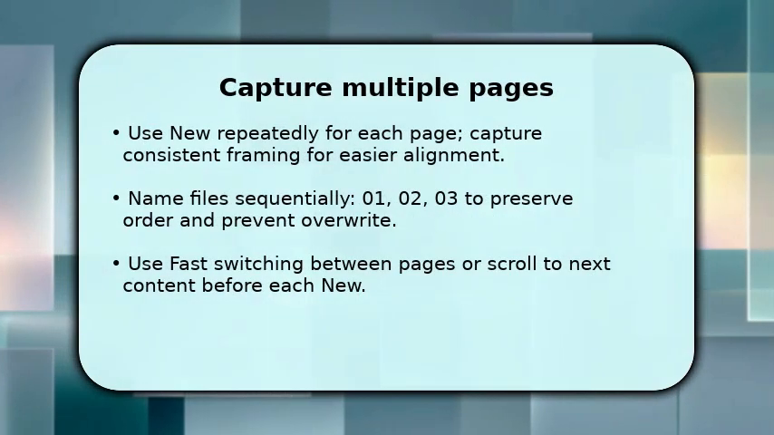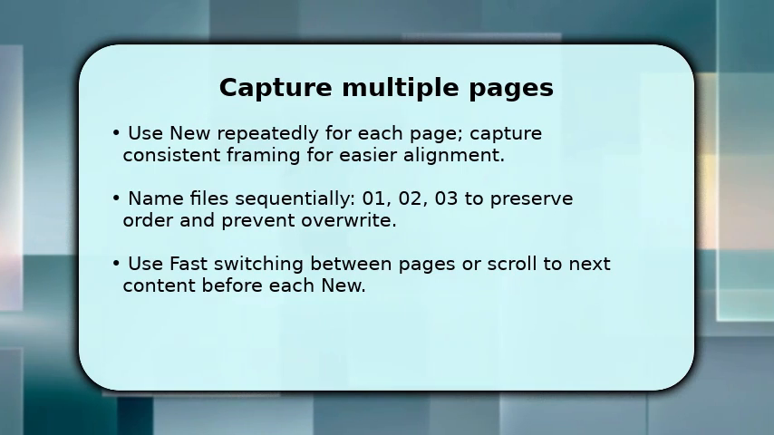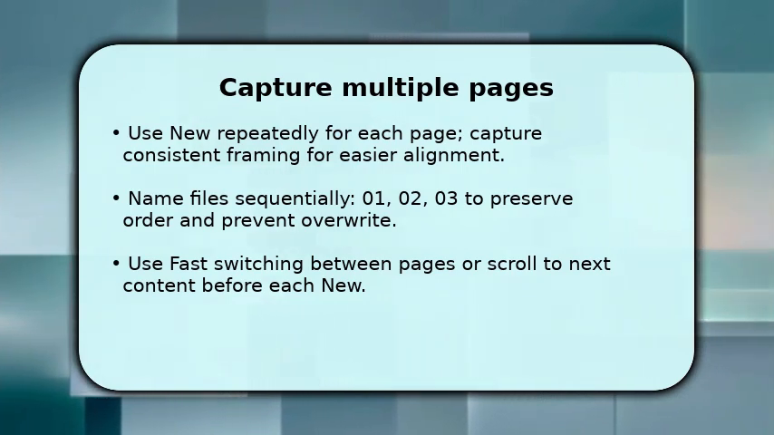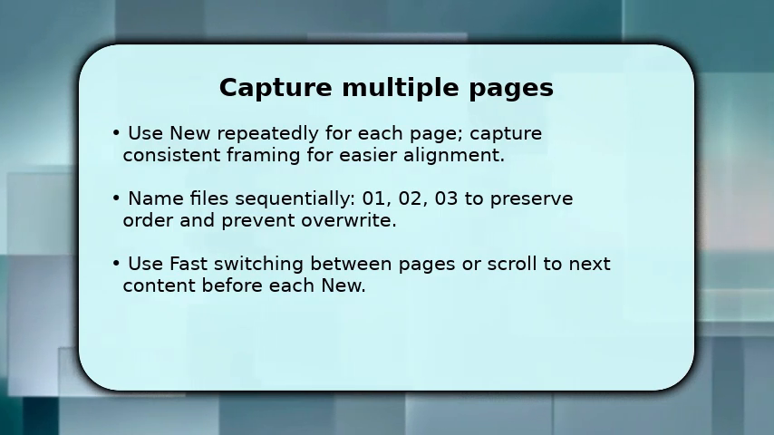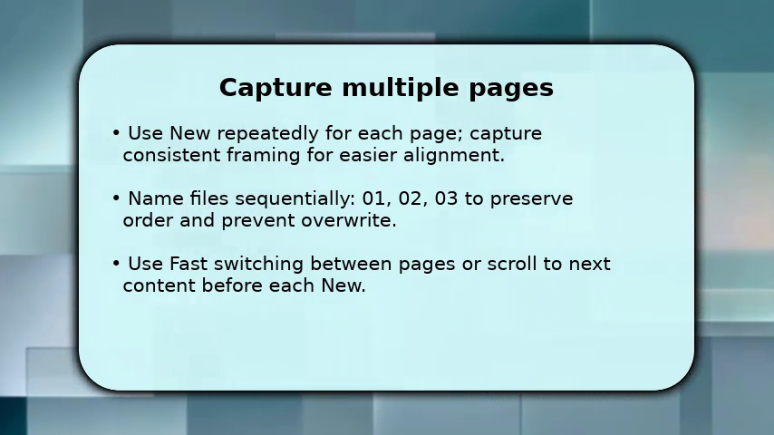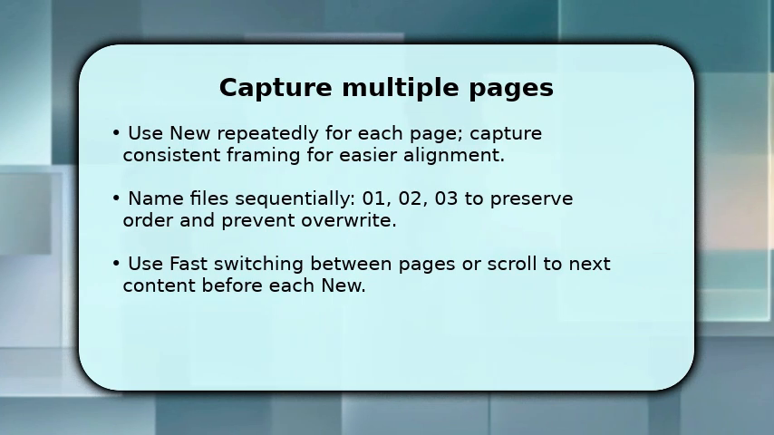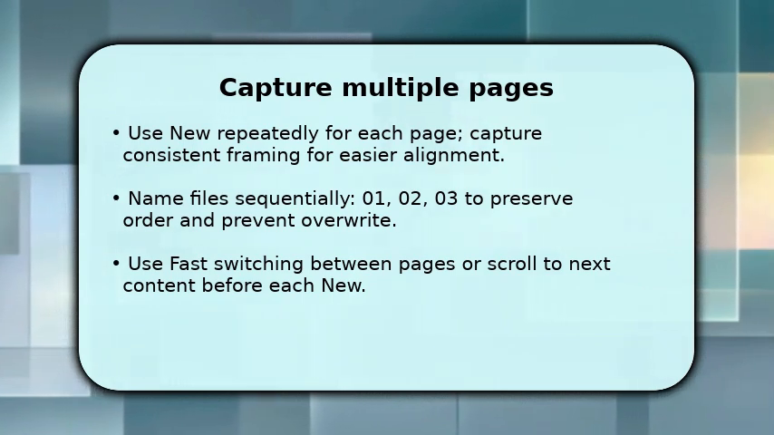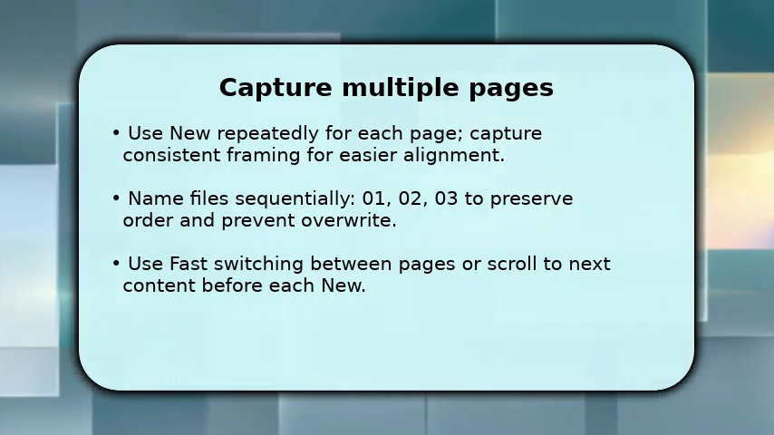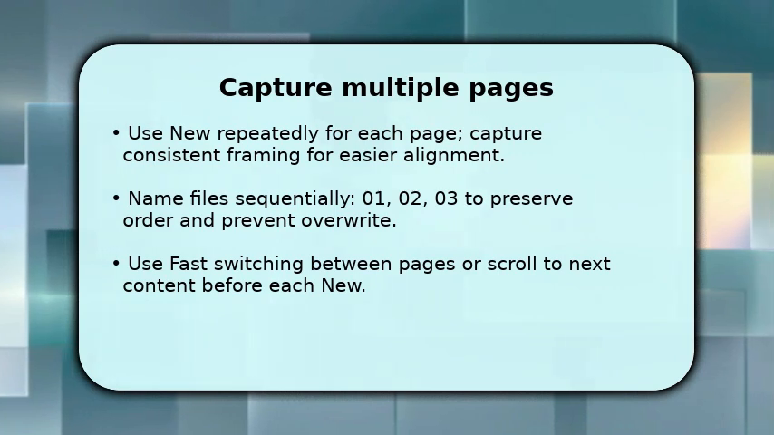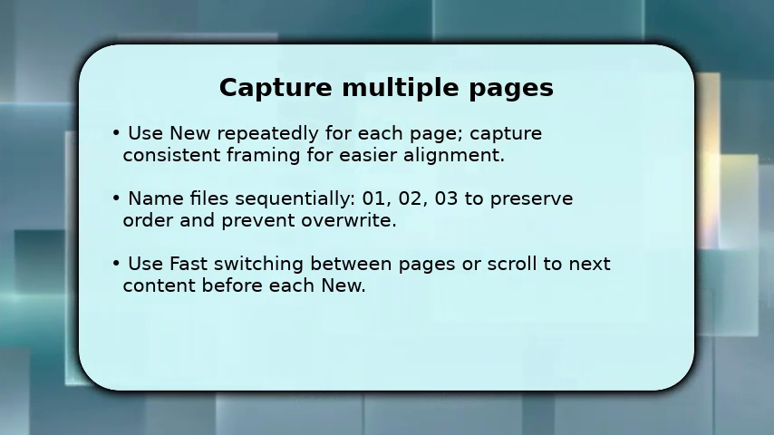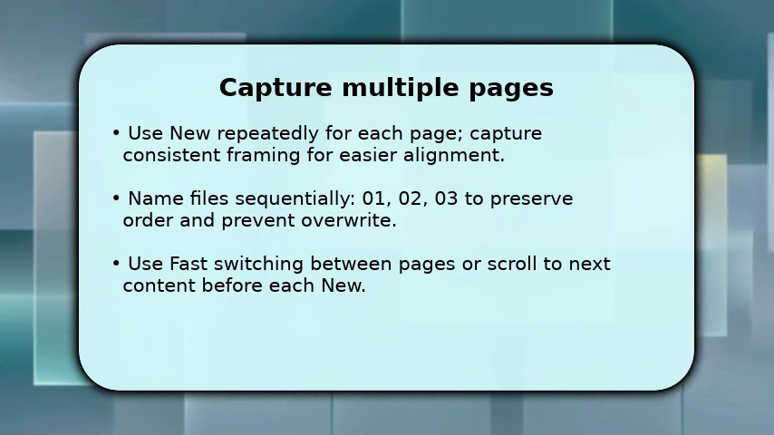You now capture the remaining pages one by one using New for each snip, maintaining the same framing so images align when combined later. Make sure to name files in sequence like 01, 02, 03 to preserve order and avoid accidental overwrites. Once a snip is saved, switch to the next page or scroll to the next section and repeat quickly to keep formatting consistent.